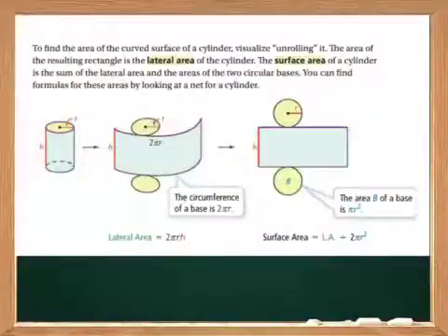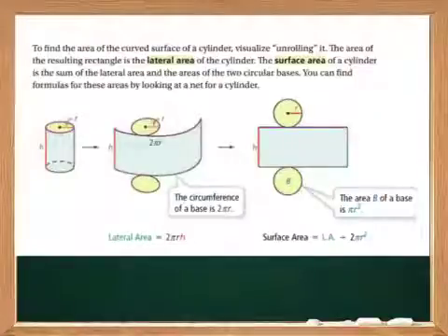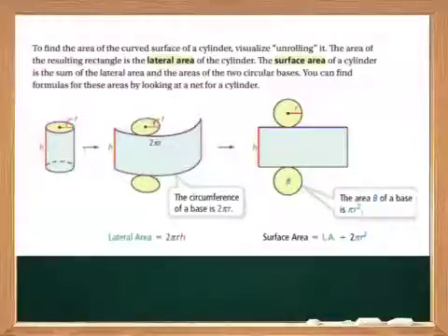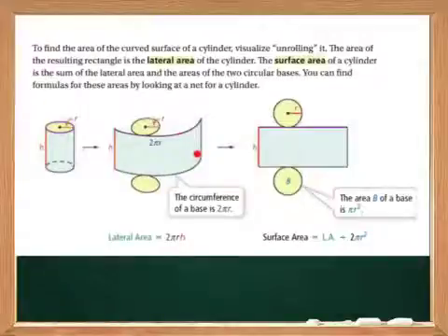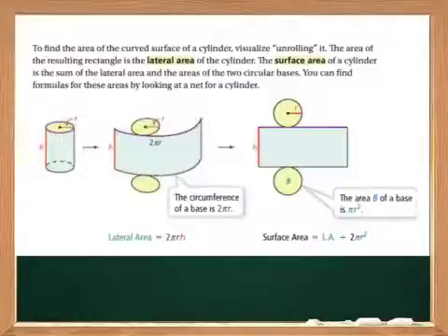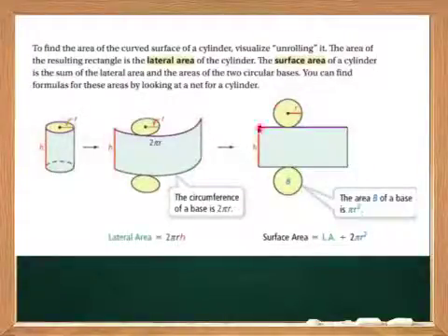To find the area of a curved surface of a cylinder, visualize unrolling it. So like a roll of paper towels. The area of the resulting rectangle, so this shape, is the lateral area, whereas the surface area is the lateral area plus the area of the two bases, which are two circles. However, we can find formulas for these areas by looking at the nets. So this is going to be our net figure. This is the easiest one to look at.